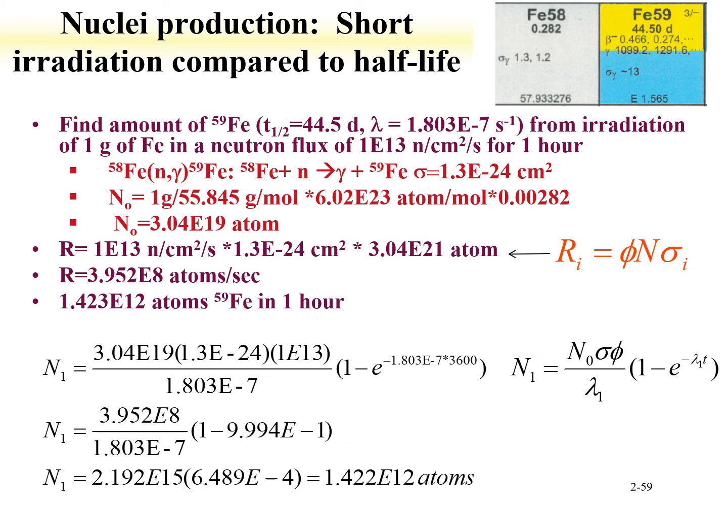So let's plug this information into the equation. Flux, number of target atoms, cross sections. I get a rate of 3.95 times 10 to the 8th atoms per second. I say I want this irradiation for an hour. So there's 3,600 seconds in an hour. So from this, I get 1.4 times 10 to the 12th atoms of iron 59 are made in 1 hour.